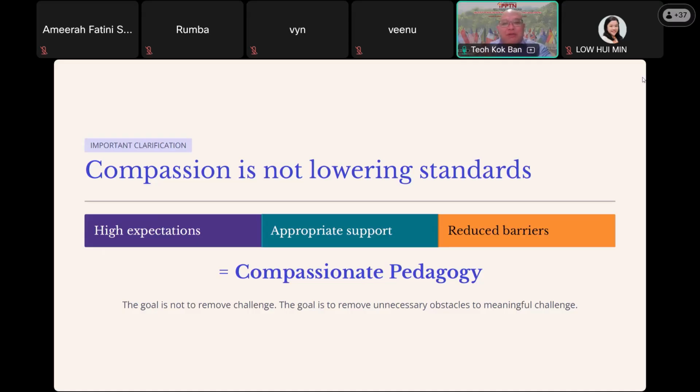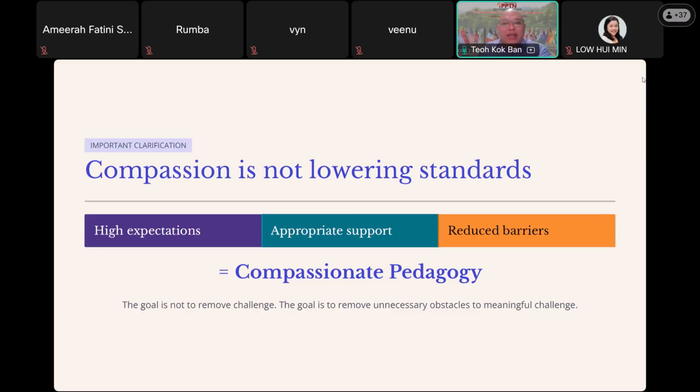So look at the simple formula that we have here. We still have high expectations on our students, but we combine those expectations with appropriate support. The appropriate support means the pathway to achieve the goals, to achieve the high expectations. And we try to remove unnecessary barriers, that means we try to reduce what stops the students from achieving those expectations. That combination is what I'm calling compassionate pedagogy. In fact, it has its own framework and its own philosophy. But today we are more practical and we try to understand compassionate pedagogy in a simple way.